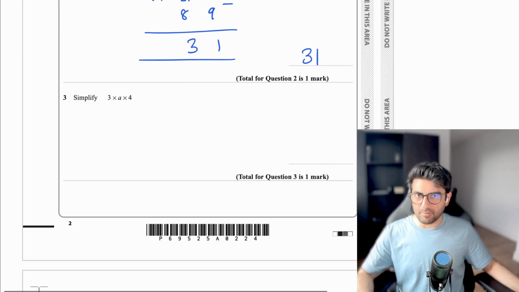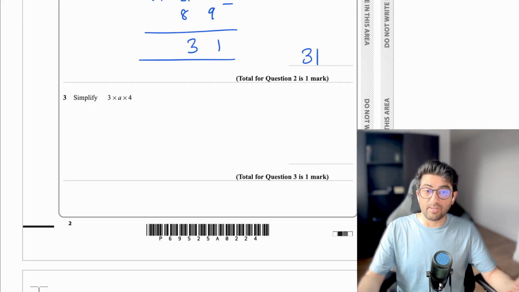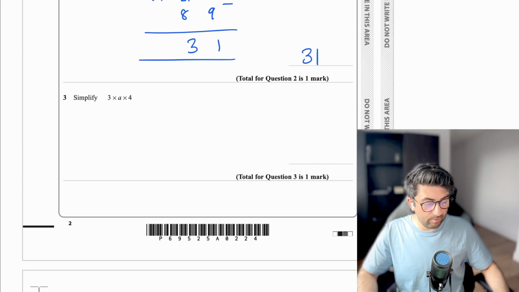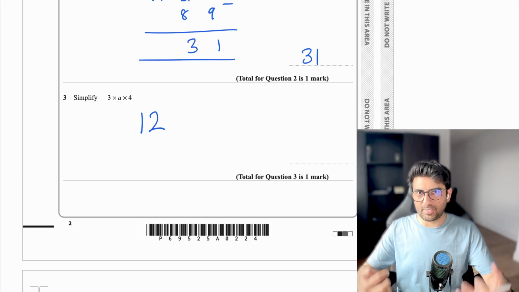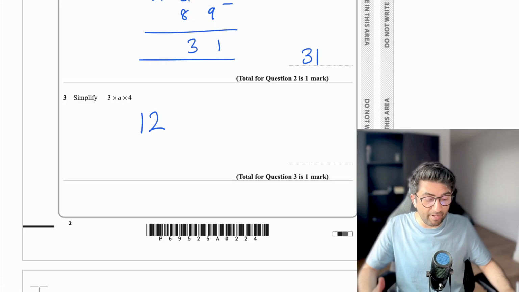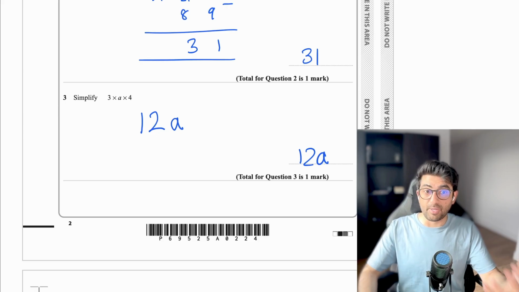It says simplify 3 times a times 4. So when we have multiplication in algebra like this, we can multiply the numbers. So 3 times 4 is 12. And we also know in algebra, when a number is standing next to a letter, it means multiplication. So we can get rid of the times a and just make it stand next to the a. That means 12a.